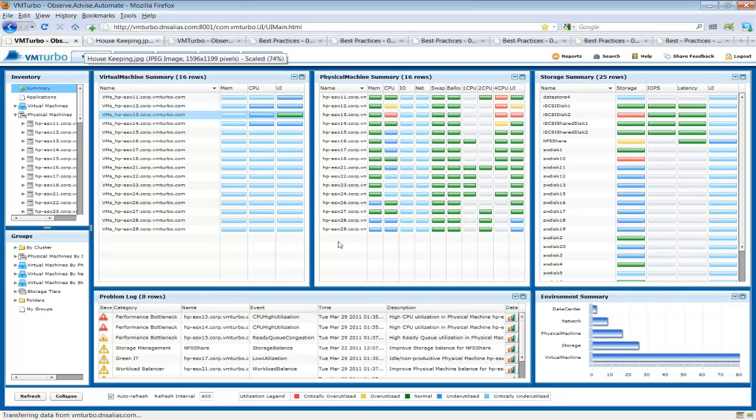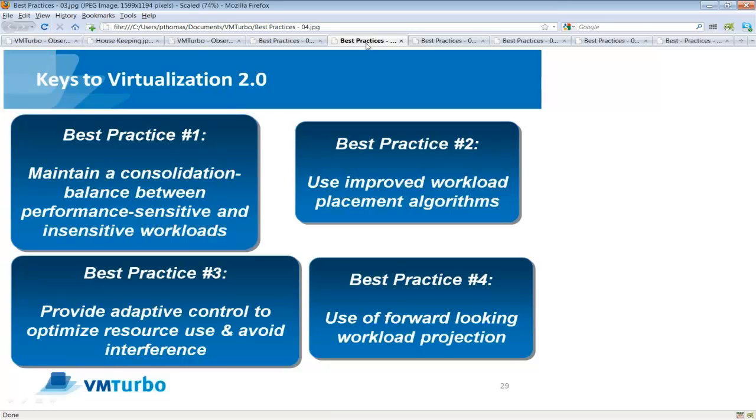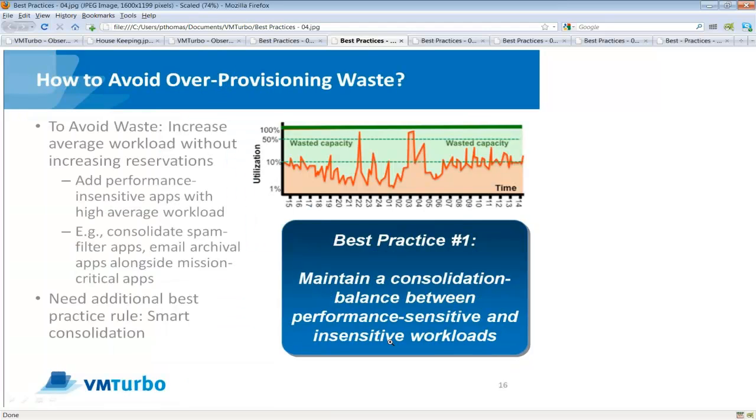Remember, if I put them all in the same bin, I create problems. If I mix and match them, I have the ability to share the resources and reprioritize the resources. And if anything, based on that schema goes awry, I have the ability to bat those down with the proactive bottleneck resolution capability here in the VMTurbo monitor. So that was best practice number 1, create a consolidated balance between performance-sensitive and insensitive workloads.